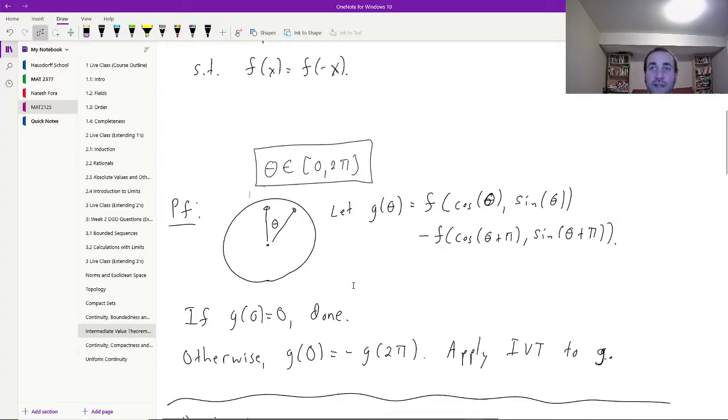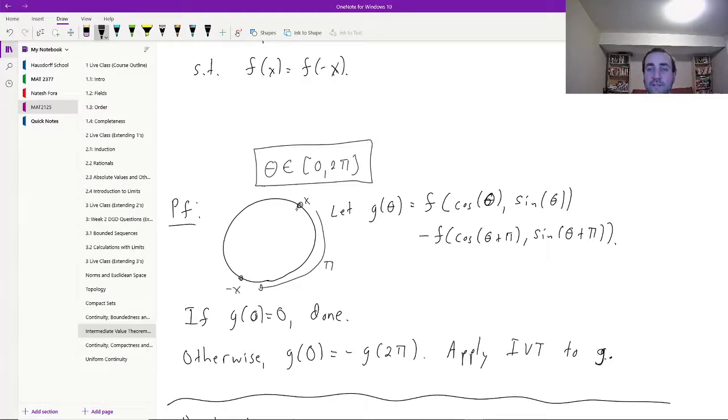So what's g of theta doing? G of theta is exactly taking f at some point x and the antipodal point minus x, otherwise known as the point that you get when you rotate x through a full pi radians. Okay, so that's what g of theta is doing.